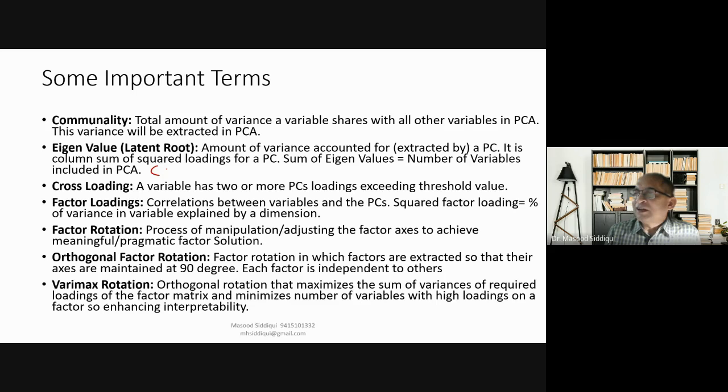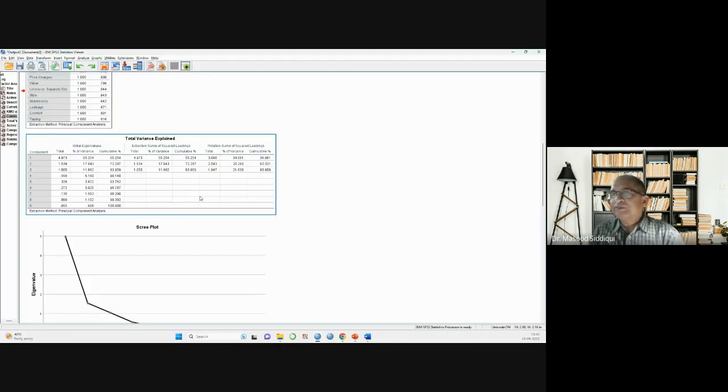Why is this so? Because in PCA, every variable has an initial contribution of 100% of the information. There is no data loss. It means all the initial communalities would be 1. So that's why here the sum of eigenvalues is equal to the number of variables that are included in the principal component. Now let me show you the output.